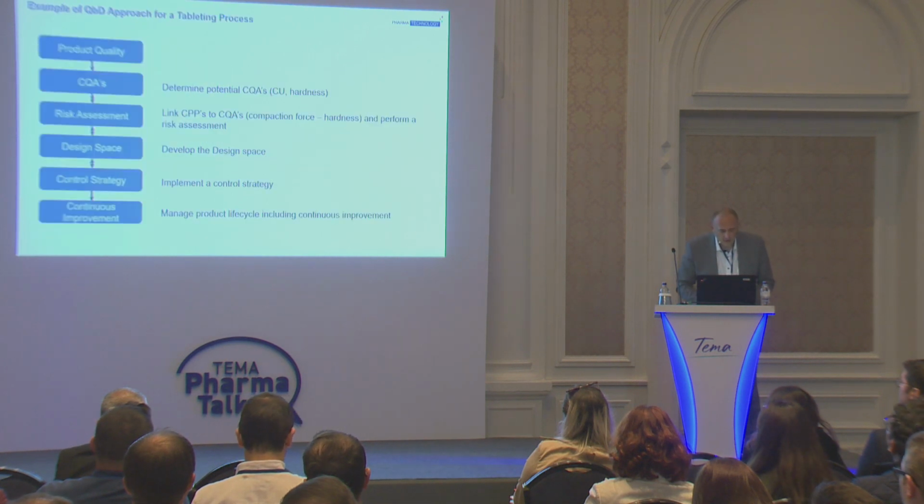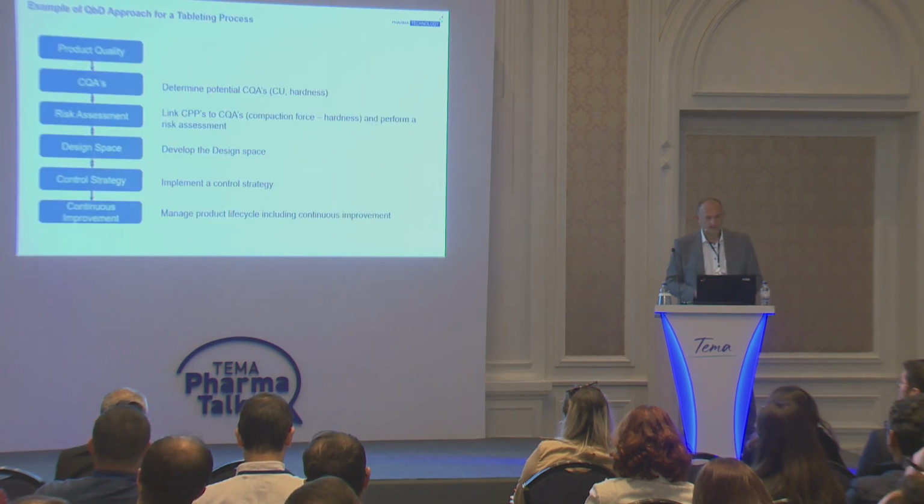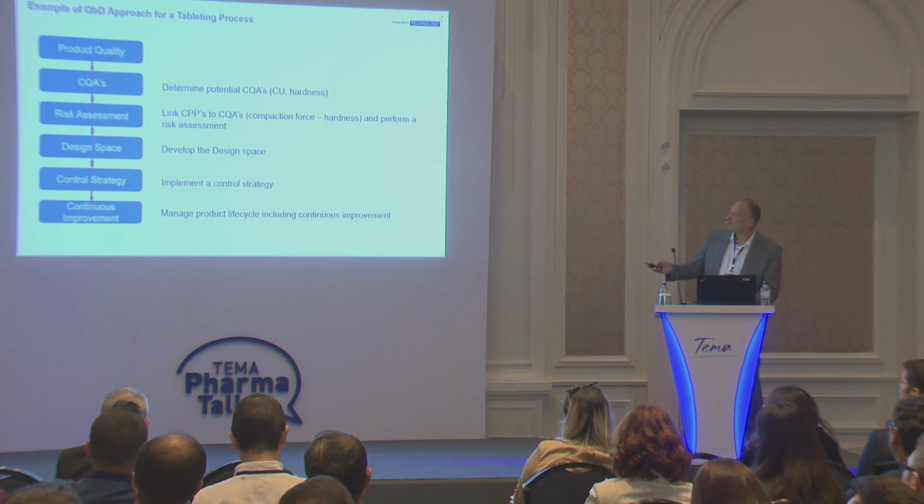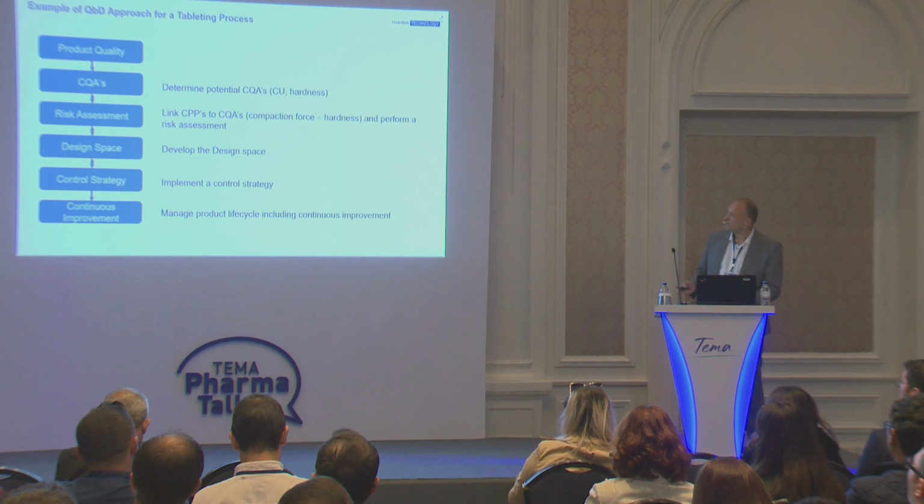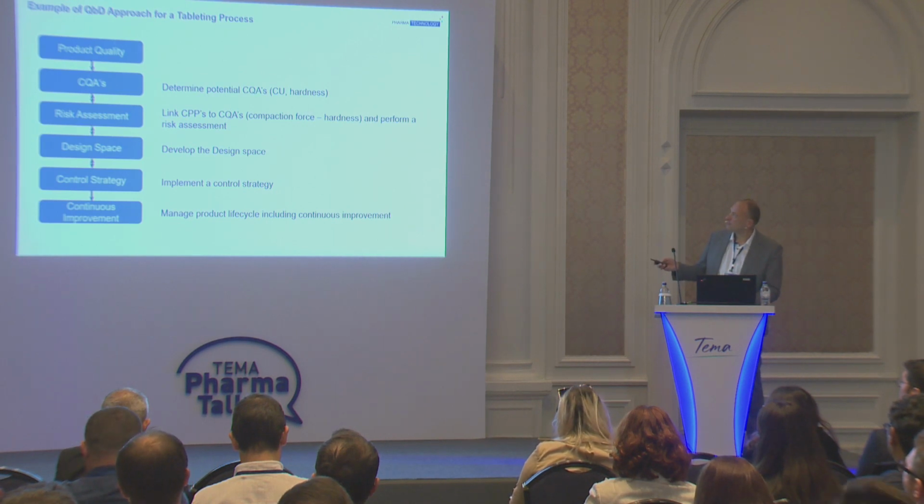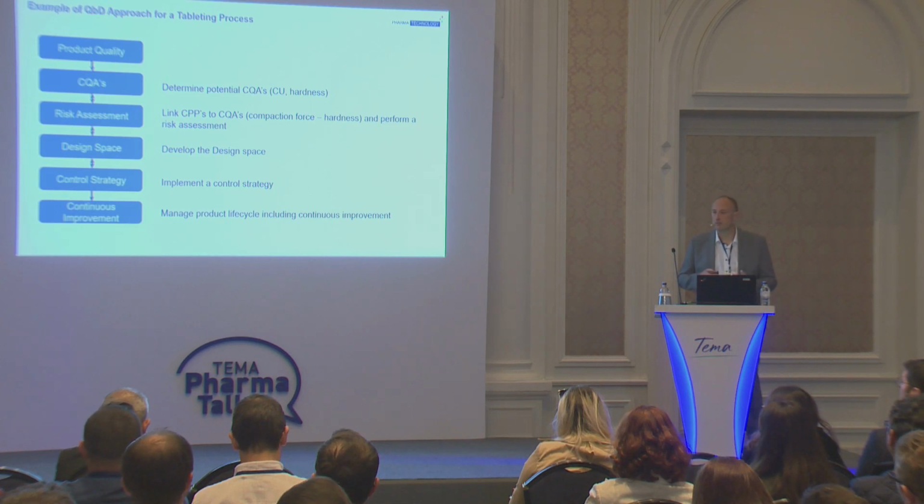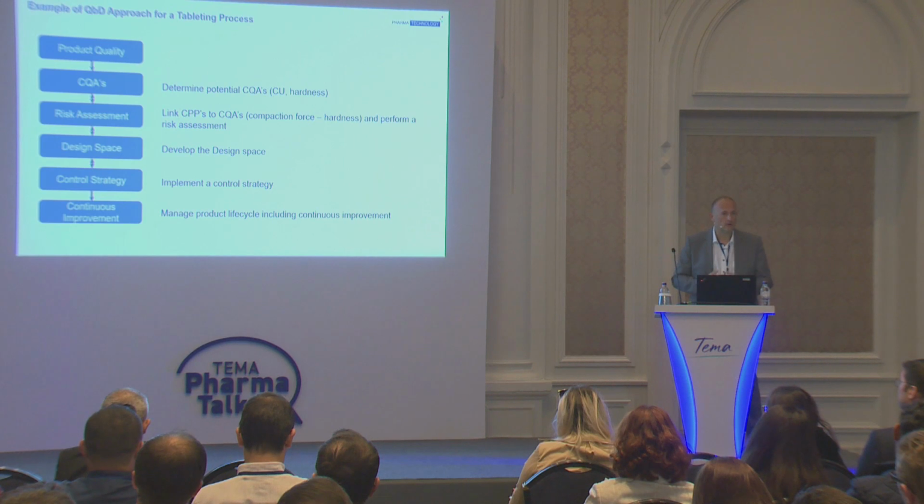It's easier to just make an example: a tableting press. On top we have our product quality, and for that we have to define our CQAs. Examples for CQAs could be content uniformity, and maybe hardness, because hardness is very important for the bioavailability of a tablet in the stomach, or wherever it has to take effect.